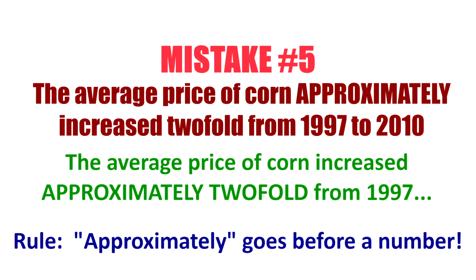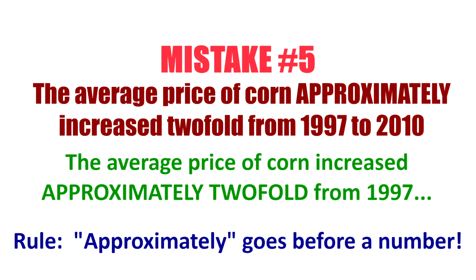Here it is. The average price of corn approximately increased twofold from 1997 to 2010. This is wrong because you will always put approximately directly before the number. So you could say the average price of corn increased approximately twofold from 1997 to 2010. And twofold means 100%, double. Twofold can be an adverb or an adjective.